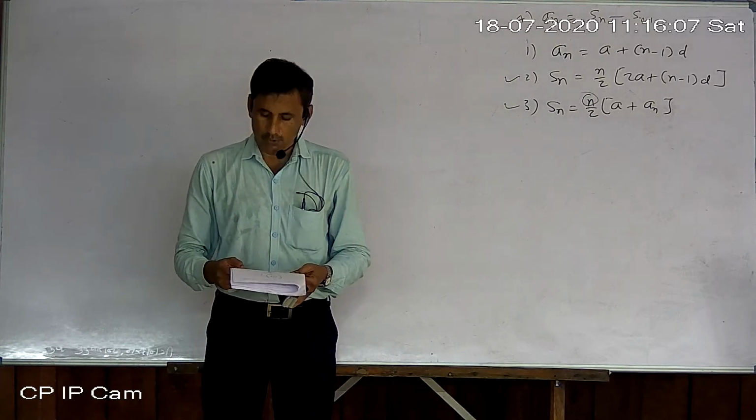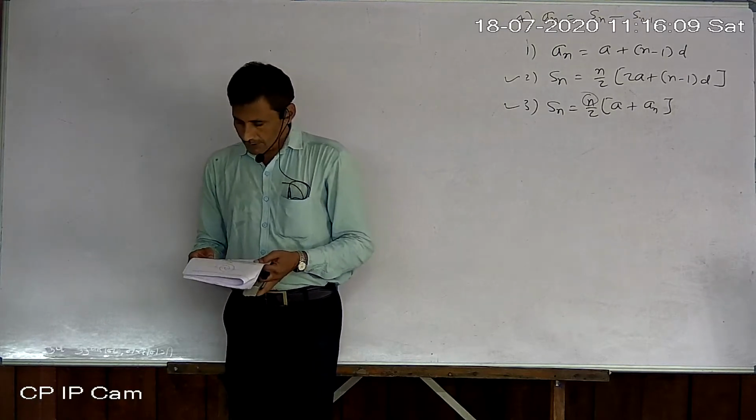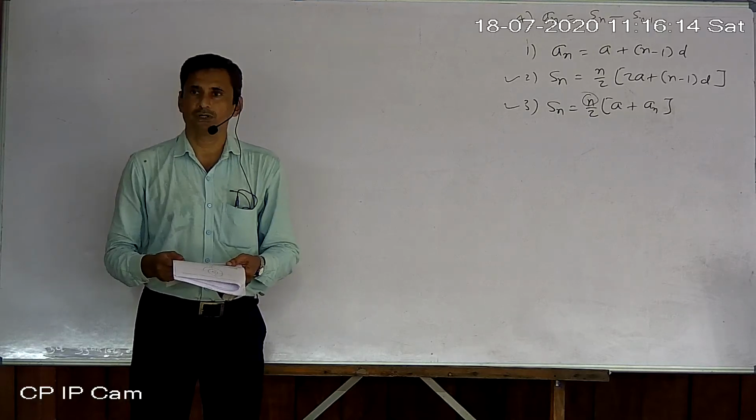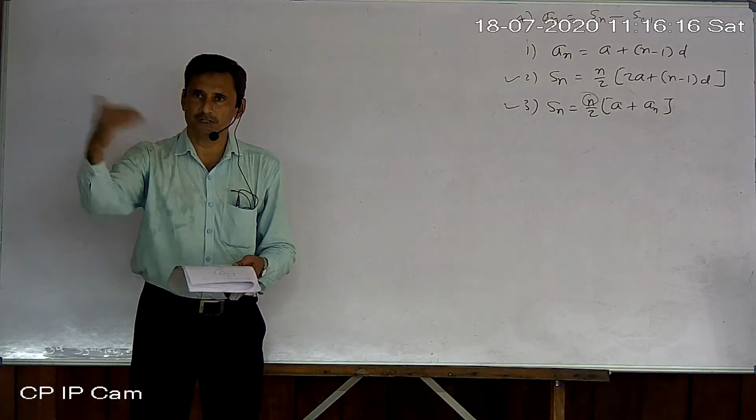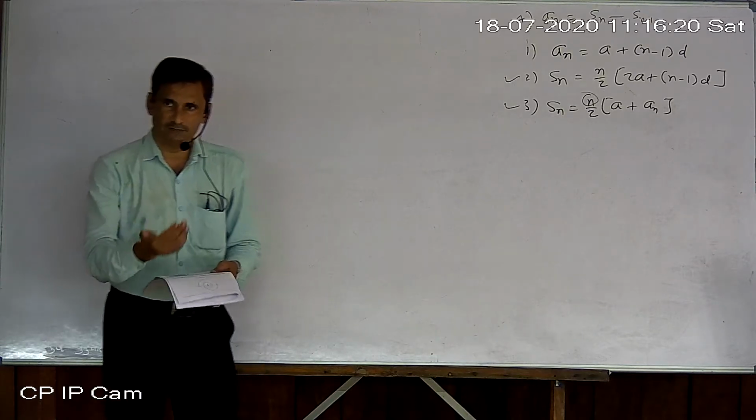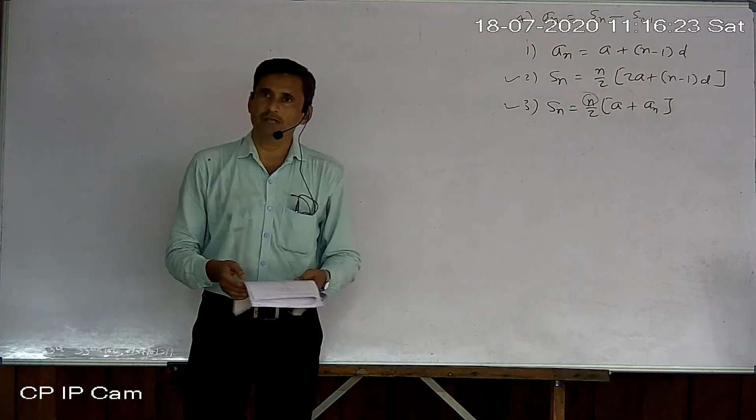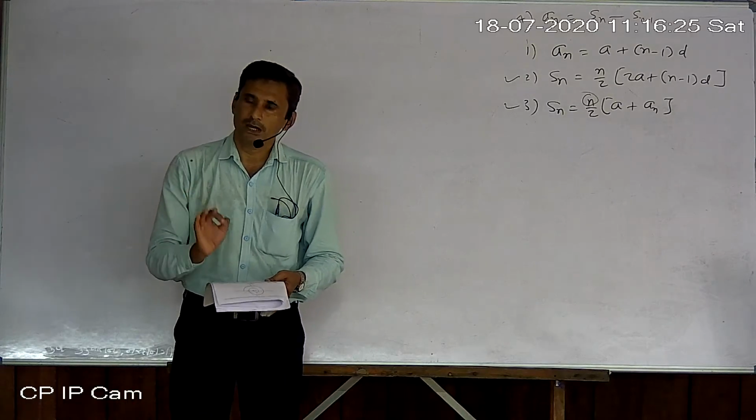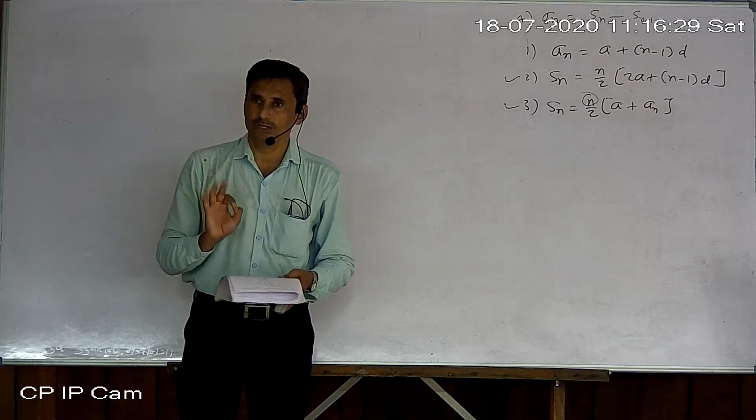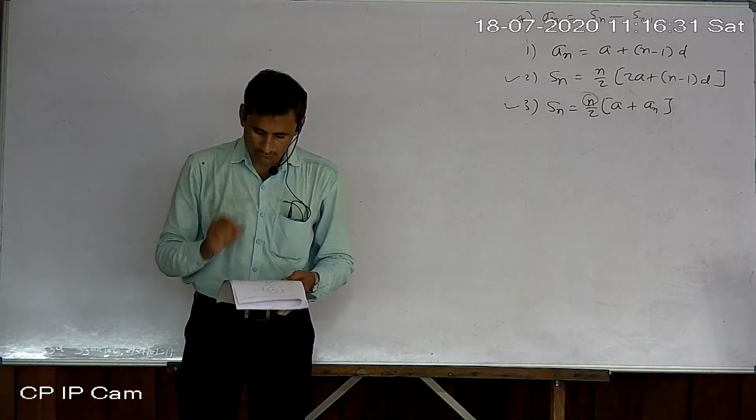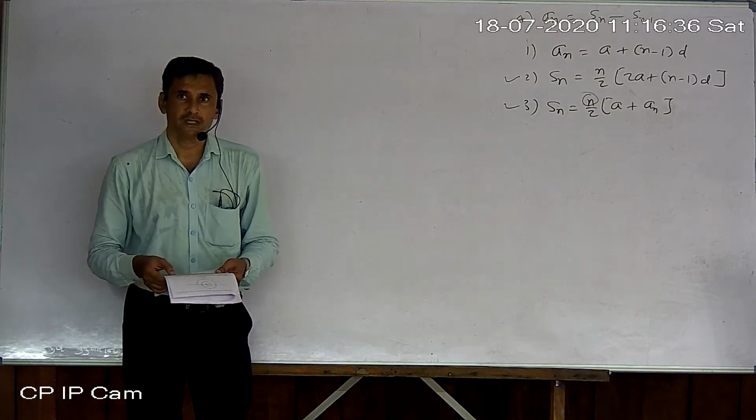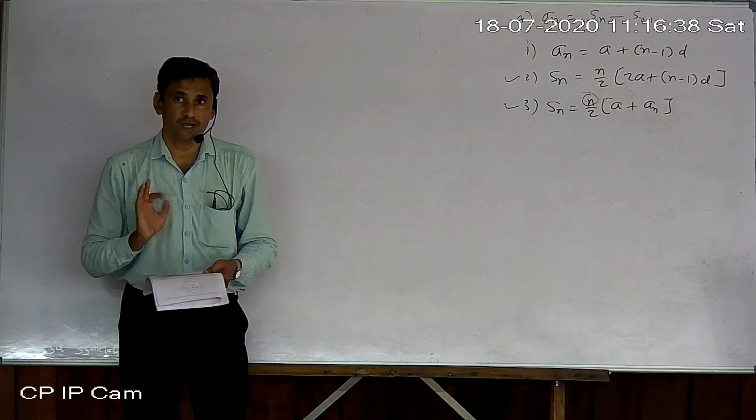20 logs in the bottom row, then 19 in the next row, 18 in the row next to it, and so on. So it means one is decreased. So the first will be 20, the second will be 19, and the third will be like this. And the total of all logs is given as 200. So it means Sn is given. Now what to find? In how many rows are there? 200 logs are placed, so Sn is given as 200. We have to find n.